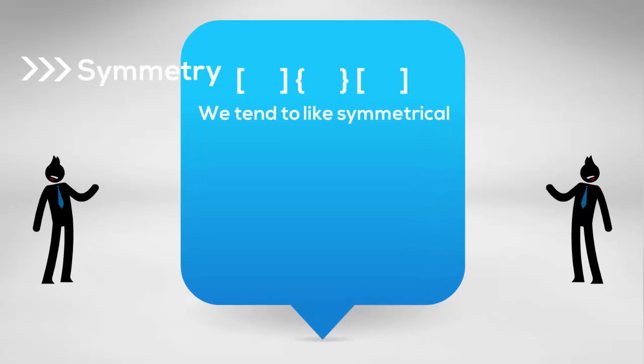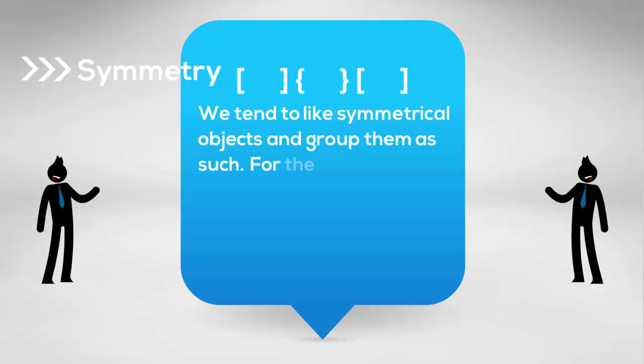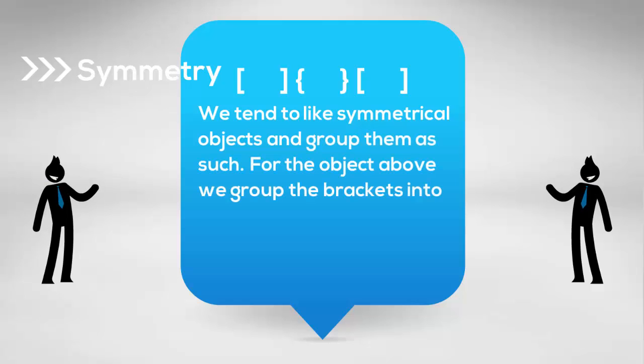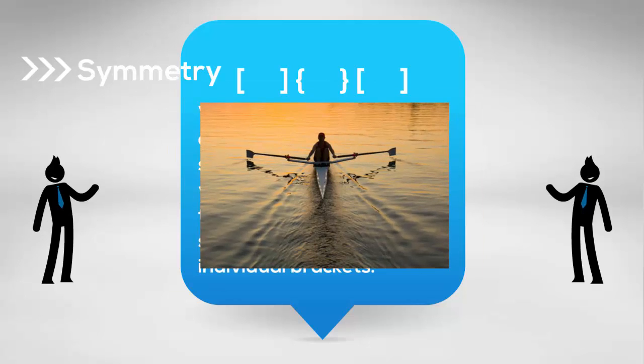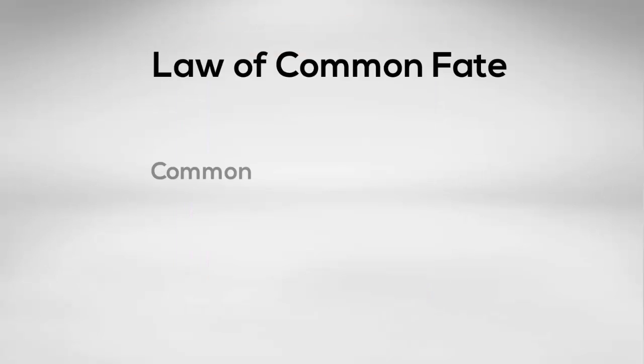Symmetry occurs because we tend to like symmetrical objects, and group them as such. For the object above, we group the brackets into 3 groups that are symmetrical, not as individual brackets. The mind splits this picture down the middle, in order to see 2 symmetrical images.